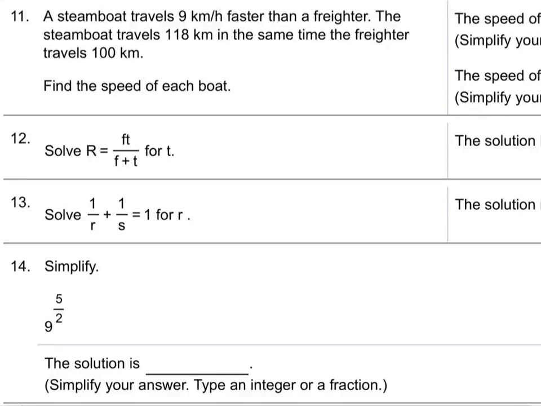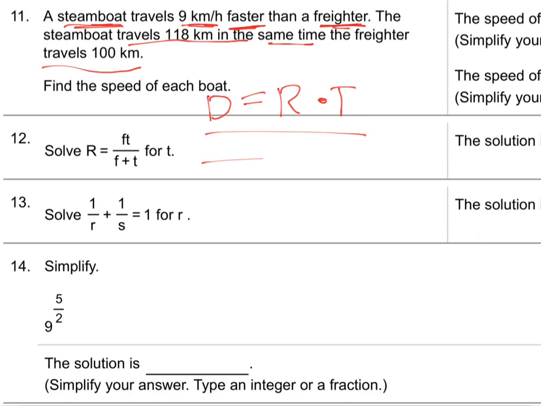Okay, so here we are in practice exam number 3, part 2. We're doing question 11. A steamboat travels 9 kilometers per hour faster than a freighter. A steamboat travels 118 kilometers in the same time the freighter travels 100. So let's set up a relationship here. It's D equals R times T, right? Distance equals rate times time.